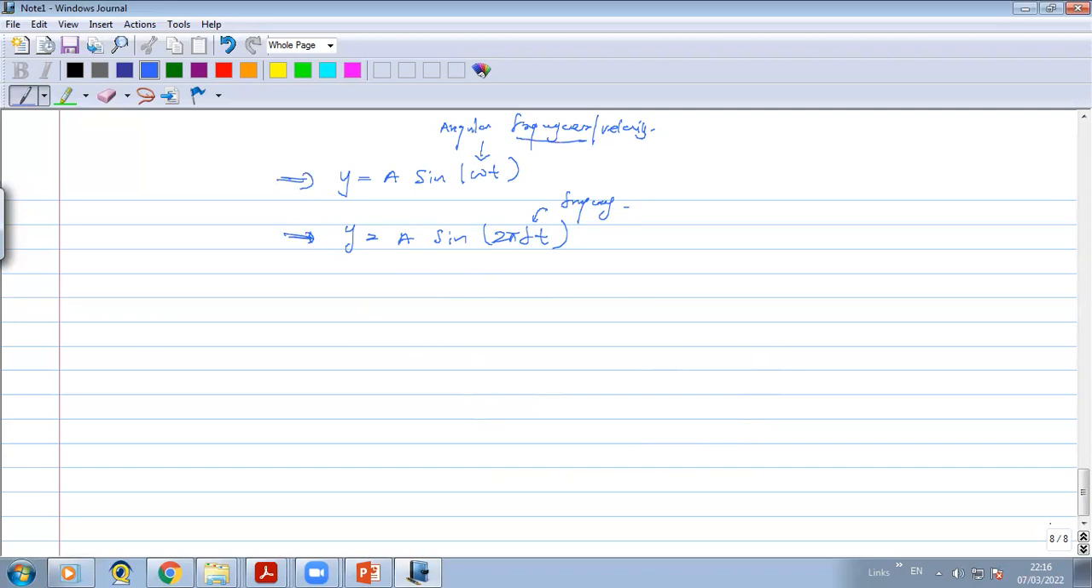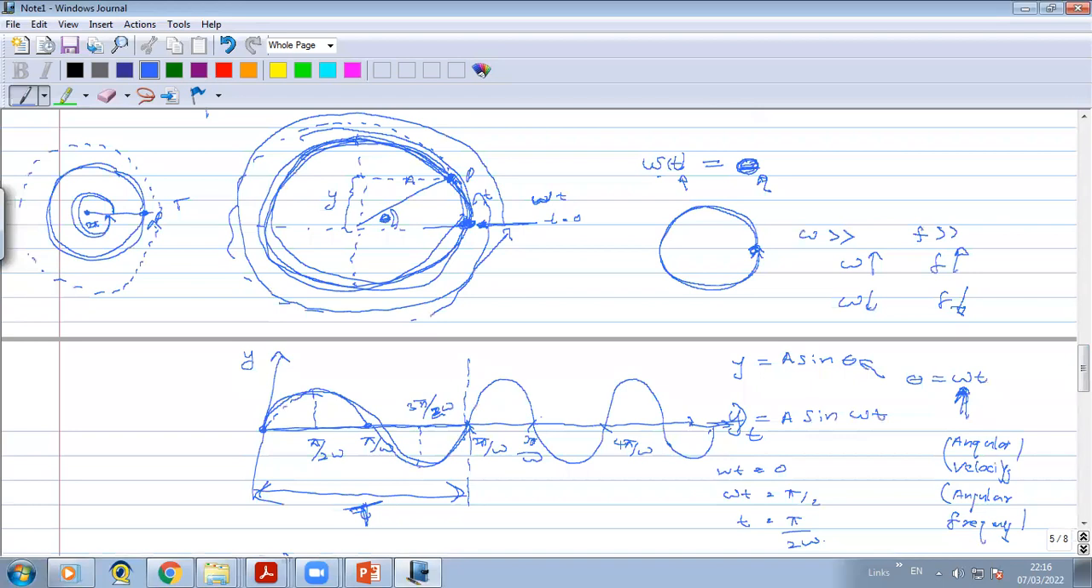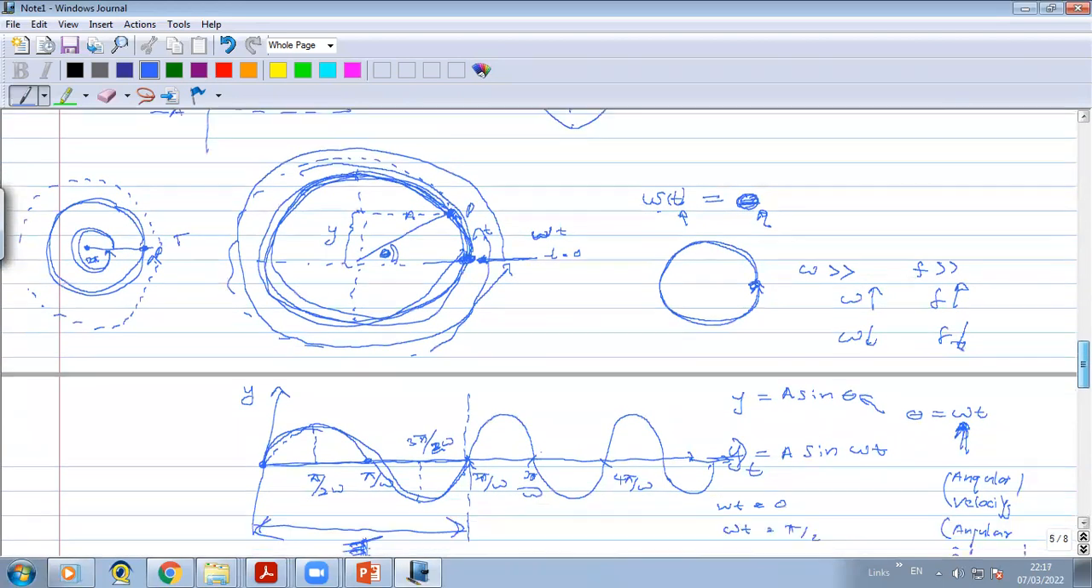Up to this point we assumed that the starting point of this point P is here. That means theta is equal to 0. This point is starting. Okay, so sometimes at the starting point, this point may be here at this point. That means it goes to this side by some value.